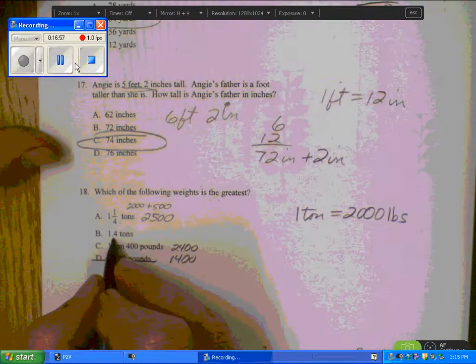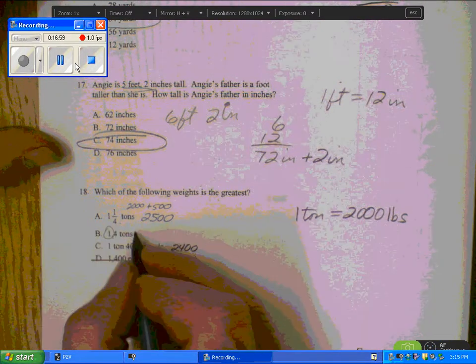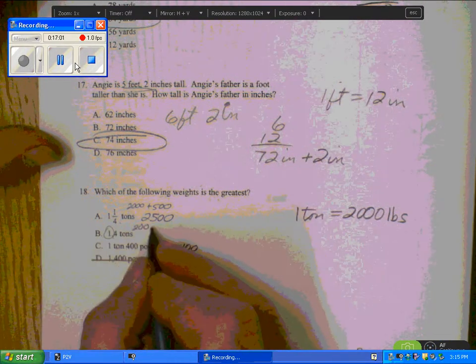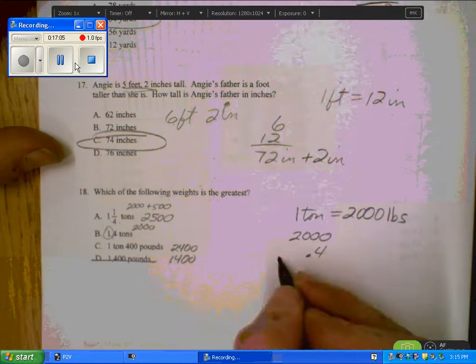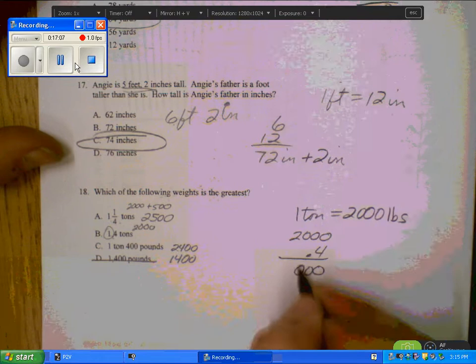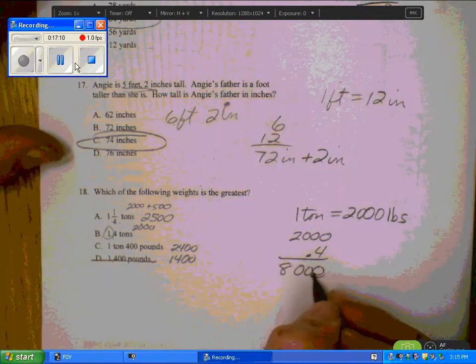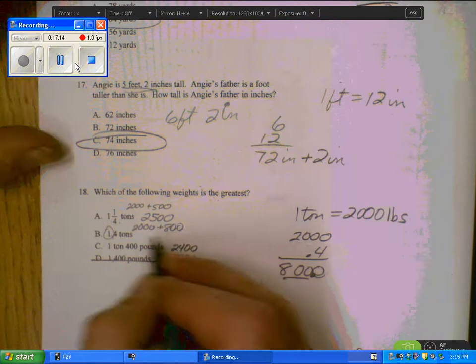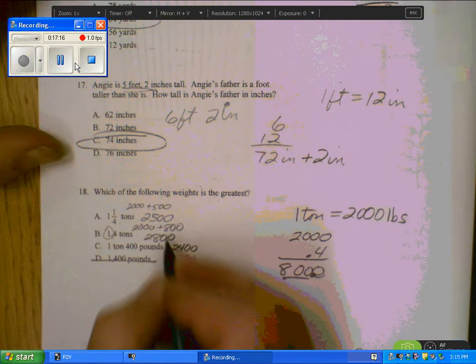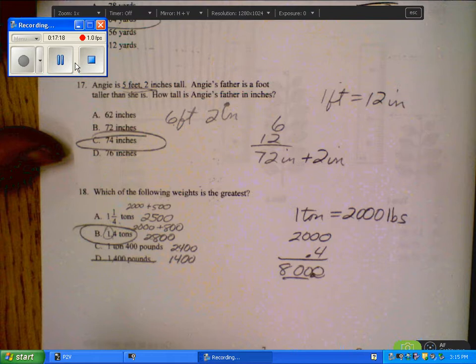Here, you got this 1 ton is 2,000. Then you got the 0.4, where you just take 0.4 times the 2,000. Get 0,008. Decimal moves over 1 place, so it's 800 pounds. Gives you a total of 2,800. So that one's the biggest. Letter B.